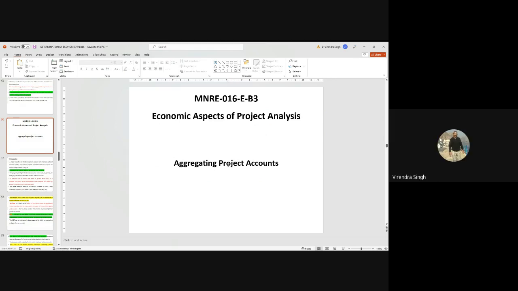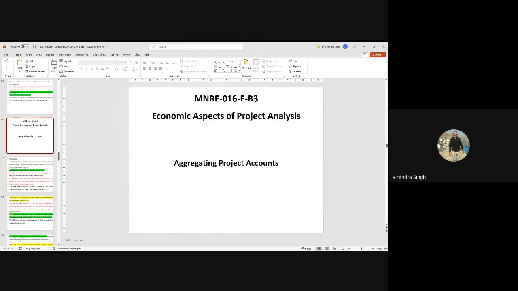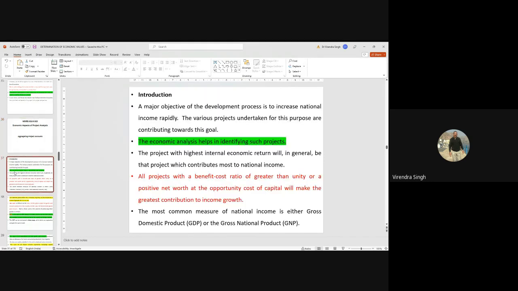Okay. So I will take this further 20, 25 minutes, whatever it will be, until it is completed. See, aggregating project accounts. An important aspect is this. A major objective of the development process is to increase national income rapidly. So the various projects undertaken for this purpose are contributing towards this goal.